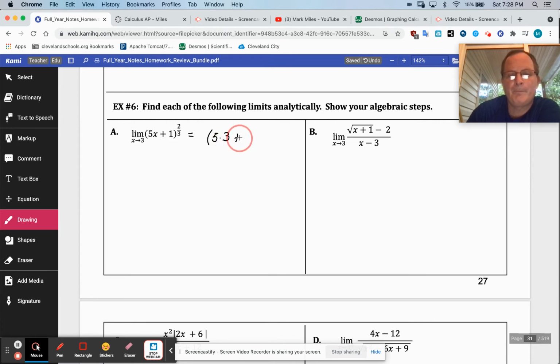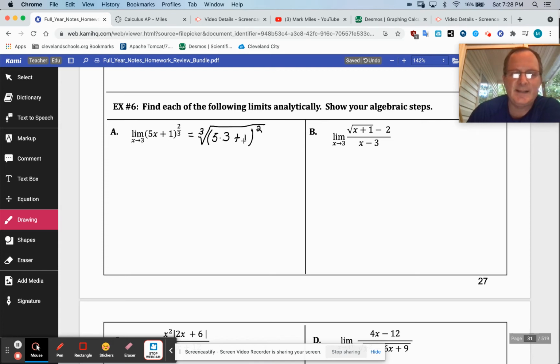5 times 3 plus 1 to a 2/3 power. But what that means is it's a squaring and then a cube root, and not necessarily the other way around. You could take the cube root first, okay? But I'm just going to do it last because I'm not sure if it's going to work out nice and neat. But we're going to find out. So that's what 2/3 power means. Your numerator is your exponent, and the denominator is your index, if you will.